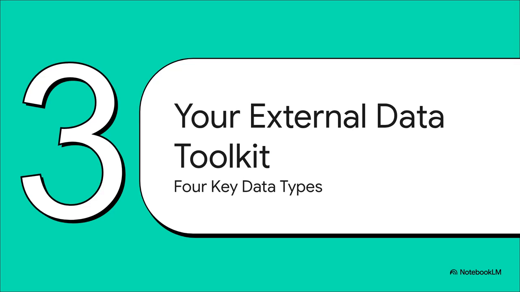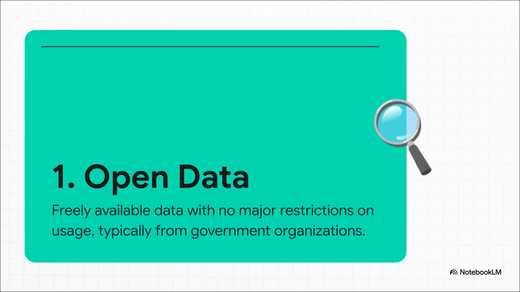So you're probably thinking, okay, great, but what kind of external data are we even talking about? Well, let's build out your toolkit. We can pretty much break it down into 4 main types. First up, we've got open data, and this stuff is fantastic, honestly. It's often totally free, and it's a perfect place to start. We're talking about data that government bodies and other organizations make freely available for, well, pretty much anyone to use.